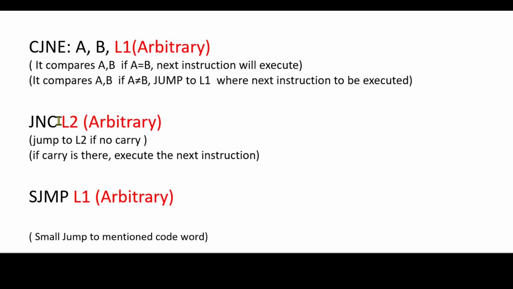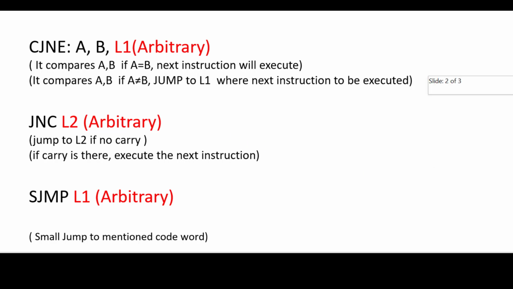The second one is JNC. It will be JNC followed by L2, and L2 is also arbitrary, you can keep any name. This instruction checks whether there is a carry flag. It looks for the carry flag generated by your CJNE operation. JNC means jump if no carry. If there is no carry, jump to the location L2 mentioned in your program. If there is a carry, it executes the next instruction without any jump. So this is how you use JNC, L2.